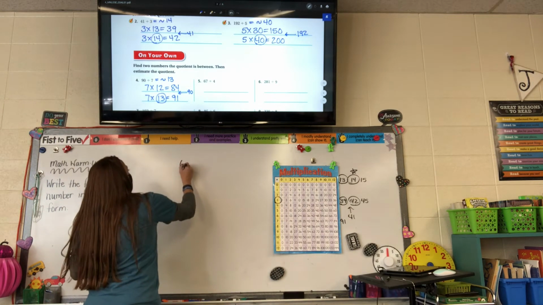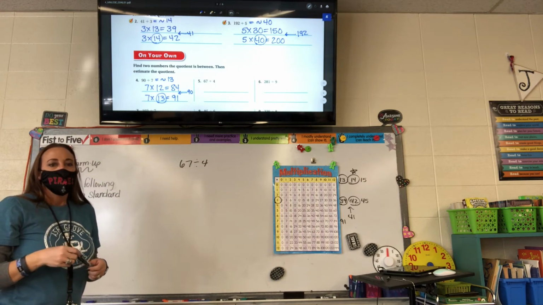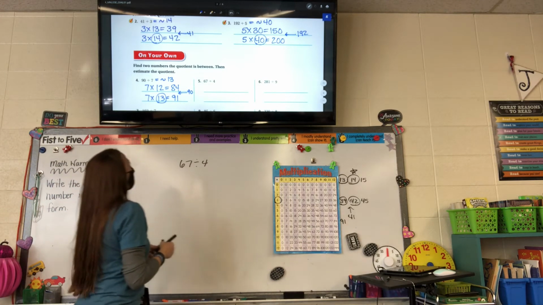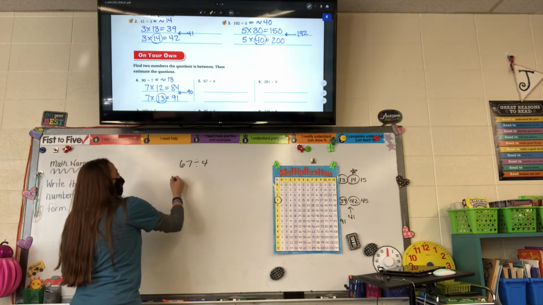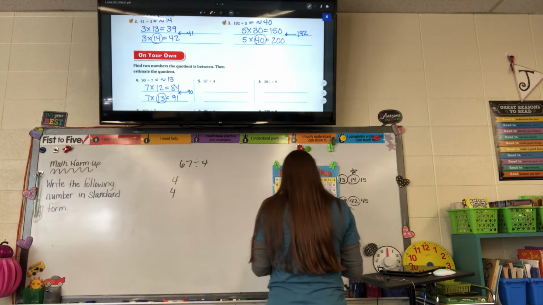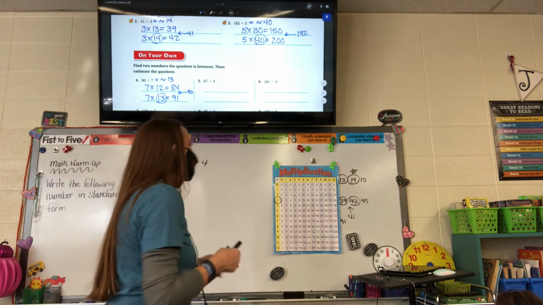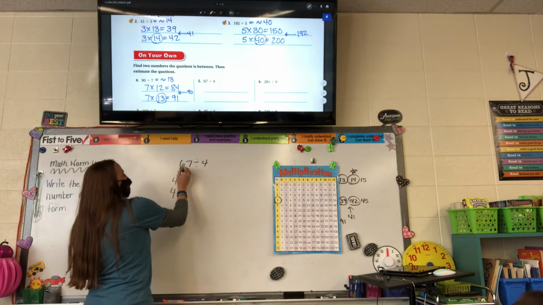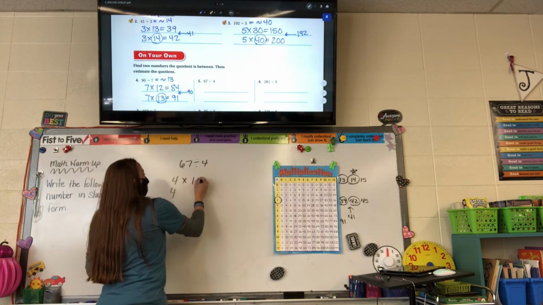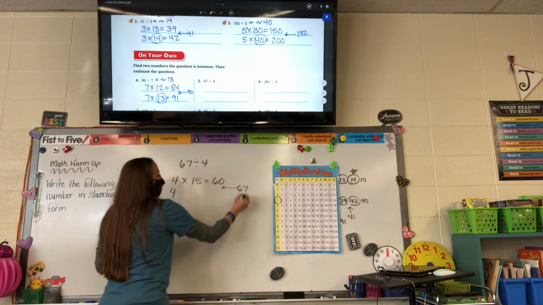That about symbol, it's a sideways 2. Kind of. Okay, here we go. 67 divided by 4. We're going to start multiplying 4 times certain numbers. If you go to the 4 row, what's the highest that your multiplication table goes up to? 60. So, is 60 pretty close to 67? Yes. So we're going to go 4 times 15 equals 60. And we know 67 will go right after 60.